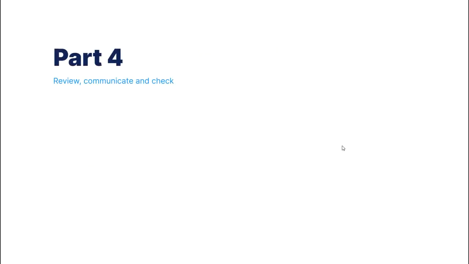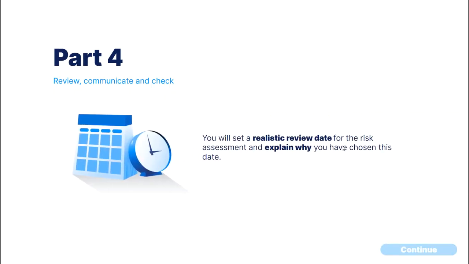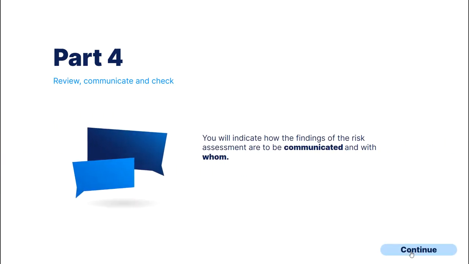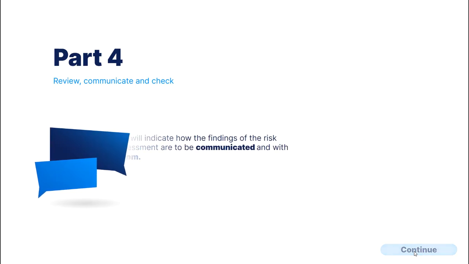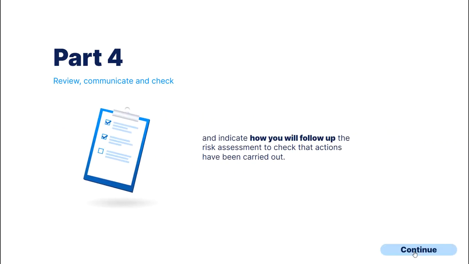The final part of this assessment is about reviewing, communicating, and checking. In this part, you will set a realistic review date for the risk assessment and explain why you have chosen this date. You will indicate how the findings of the risk assessment are to be communicated and with whom, and indicate how you will follow up the risk assessment to check that actions have been carried out.